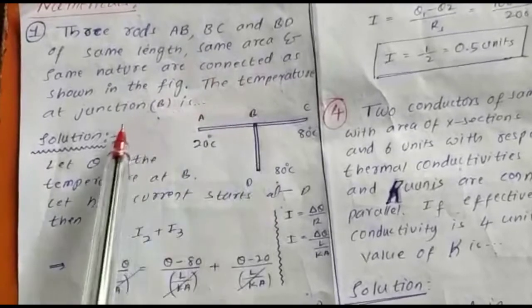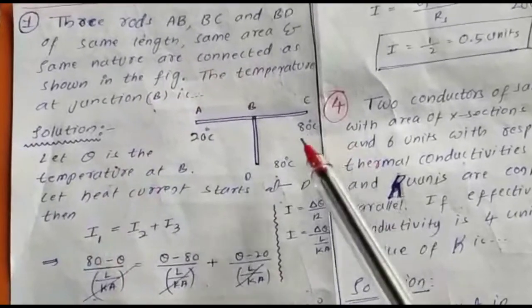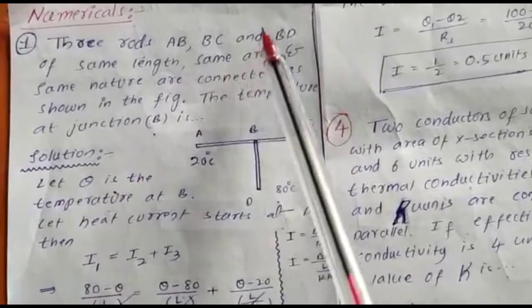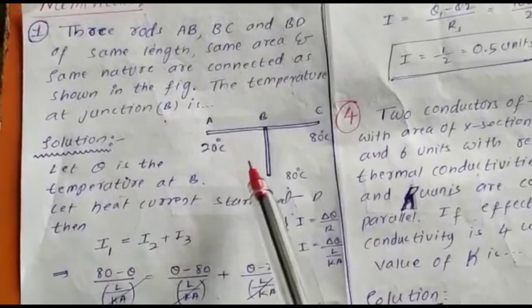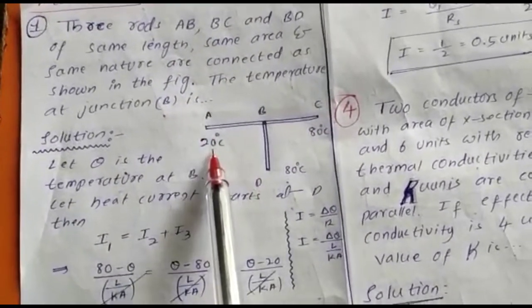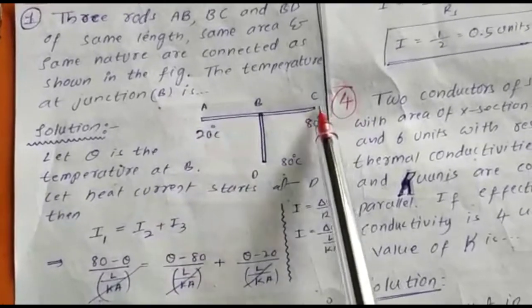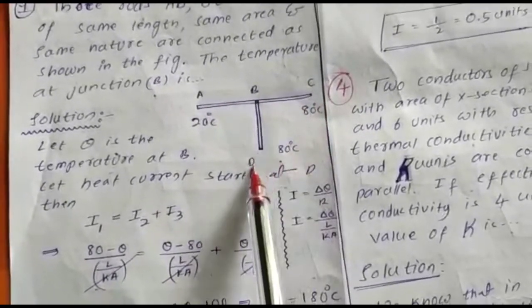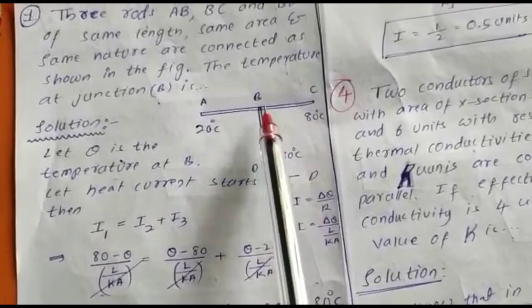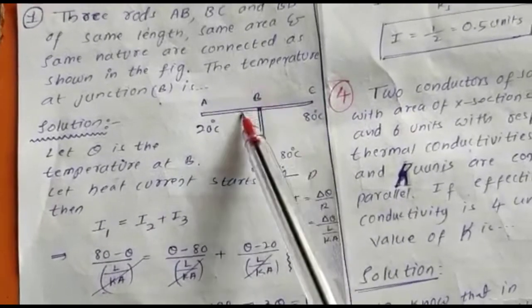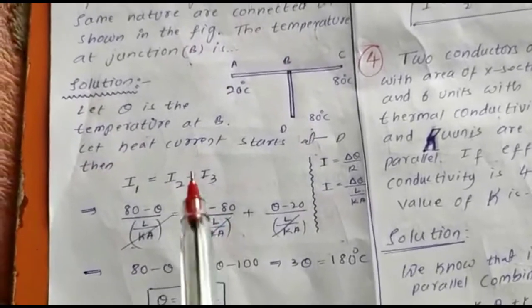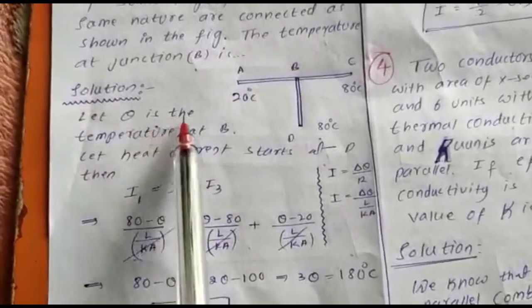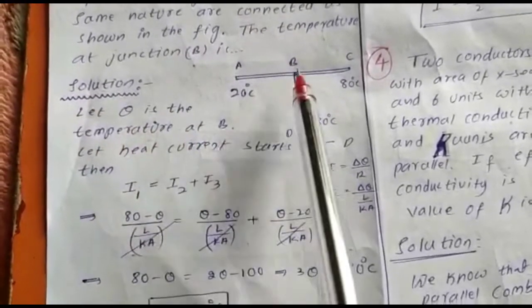So the question is the temperature of the junction B. In the problem they have not mentioned the temperatures, but in the diagram they have mentioned that at end A the temperature is 20 degrees Celsius, at end C it is 80, and at end D it is 80. At B, the junction, they are asking for the temperature. First of all, let us assume that theta is the temperature at the junction B.